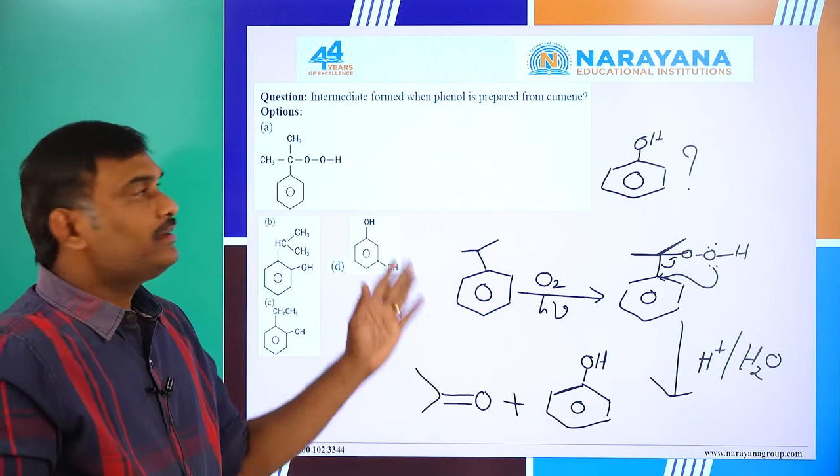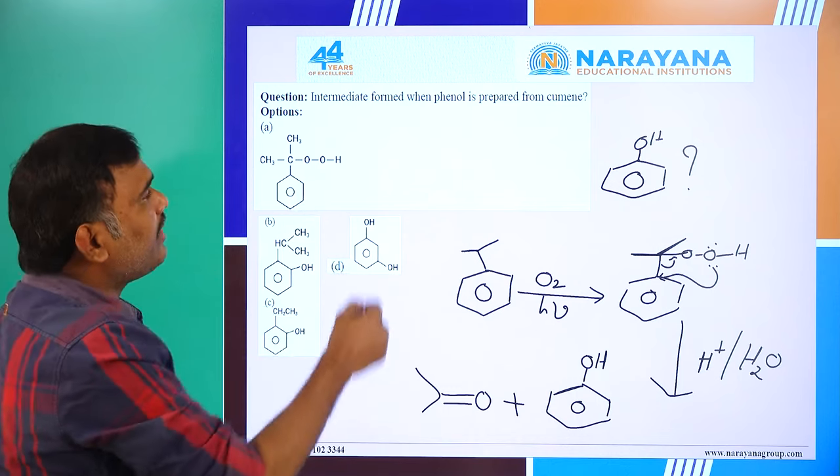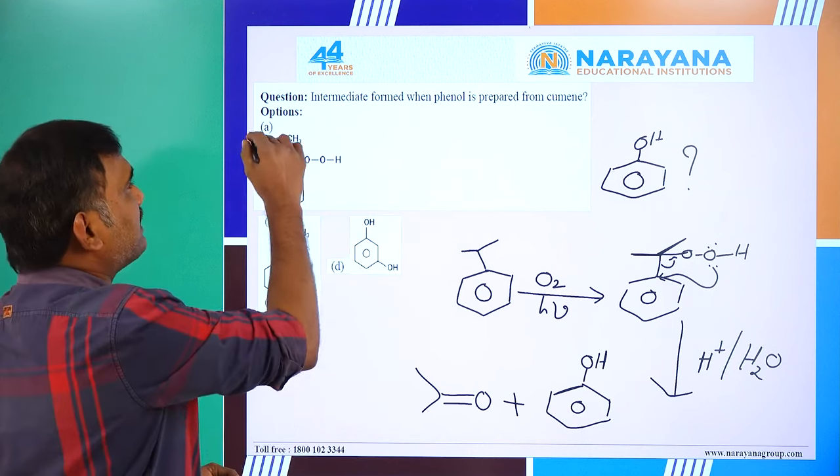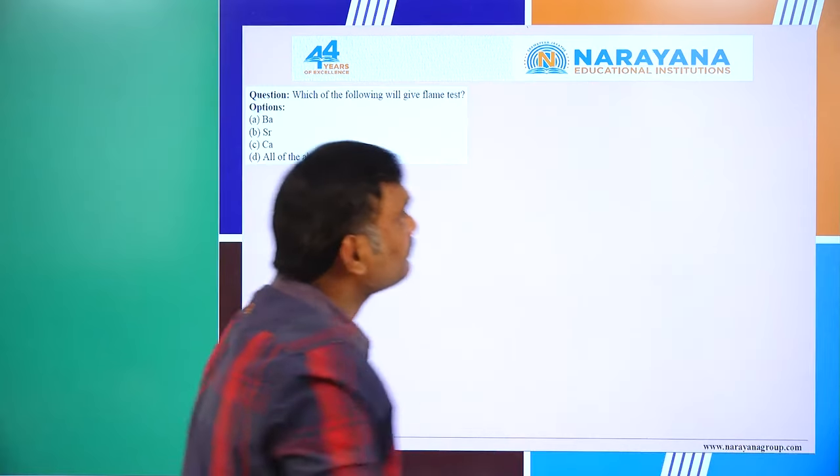This is the general or regular examination question. That is why the intermediate formed is cumene hydrogen peroxide. This is the answer. Now go for the next question, student.